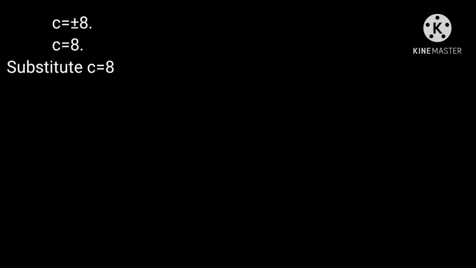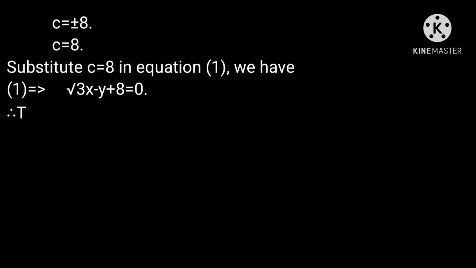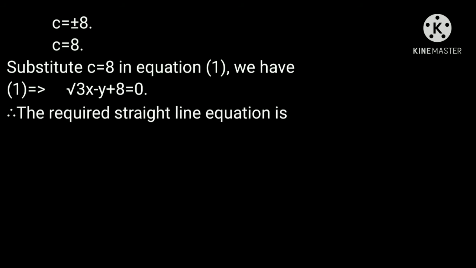Substituting c equal to 8 in equation number 1, we have root 3 x minus y plus 8 equal to 0. Therefore, the required straight line equation is root 3 x minus y plus 8 equal to 0. This is our required problem solution.